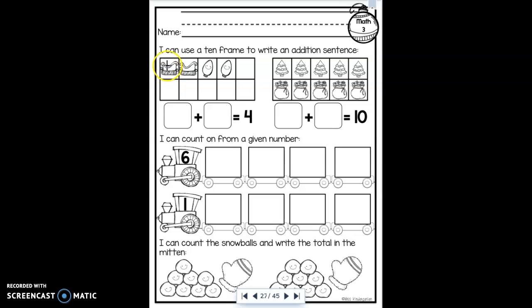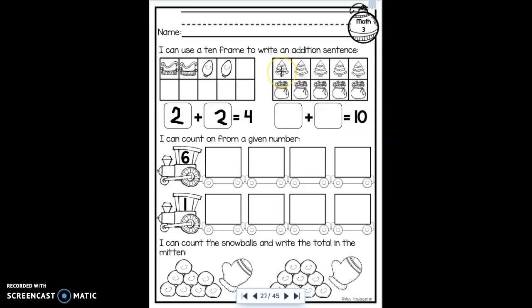And the way I can break it down is I have 1, 2 sleighs, and I have 1, 2 light bulbs. So 2 and 2 make 4. 2 plus 2 equals 4. For this one, I'm making 10. My whole 10 frame is full. But how am I making 10?